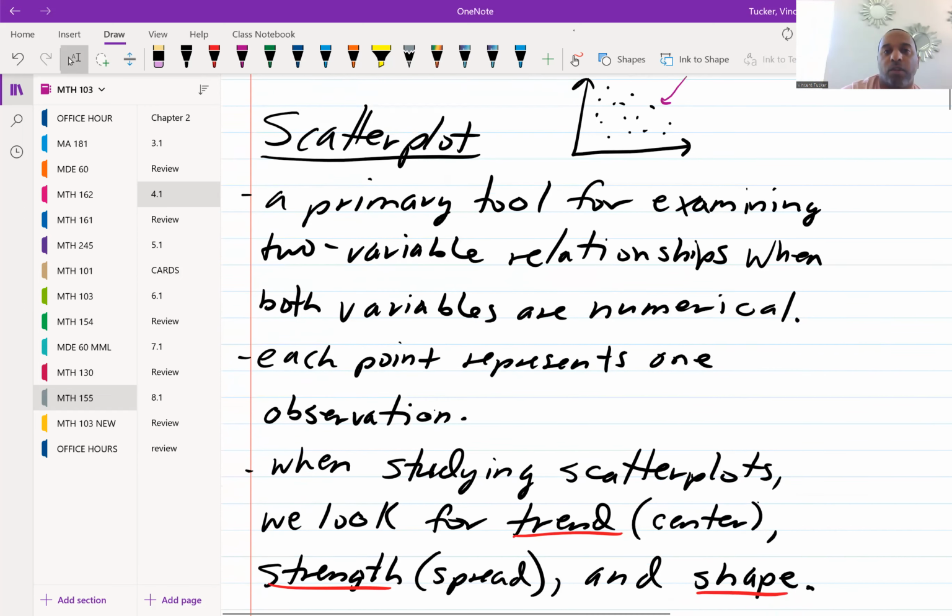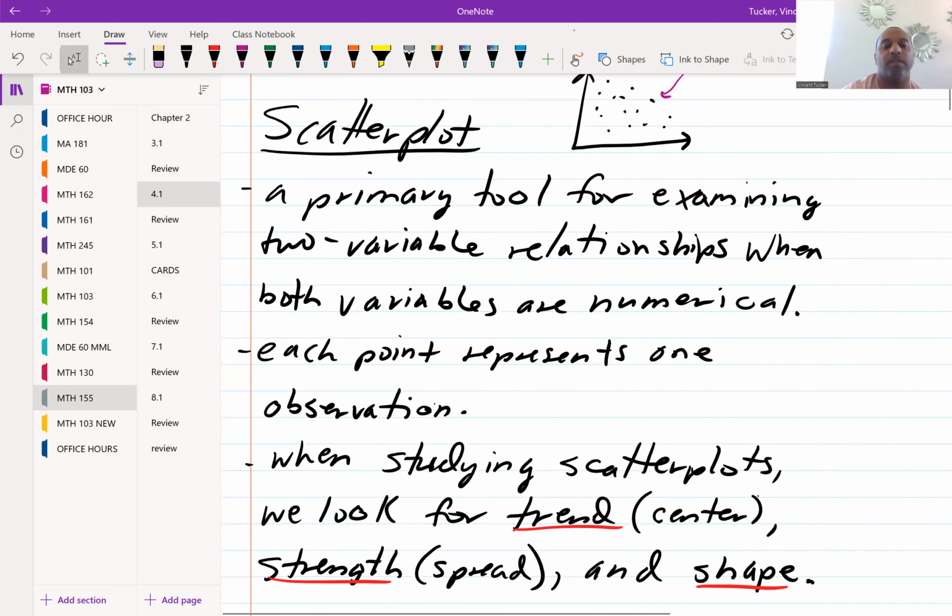Of course, if I ever scroll up too far, and someone's still copying, let me know. When studying scatter plots, we look for trend, which is considered the center, strength, which is the spread of the data, how far these points are spread away from each other, and then the shape, which is the shape.